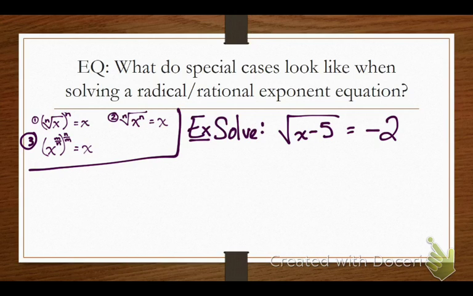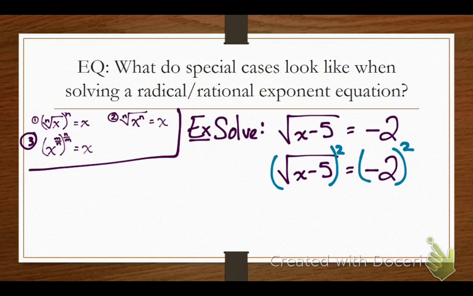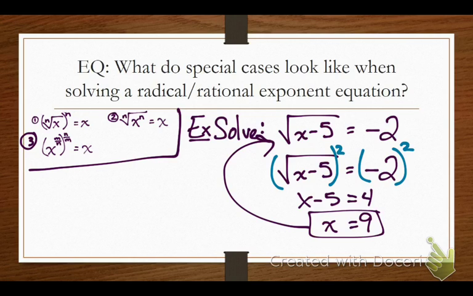Let's say we started over and we had the square root of x minus 5 equaling negative 2. Again, we're going to square both sides, getting us x minus 5 equals 4. Let me stress that if you take negative 2 times negative 2, you get positive 4. Add 5 to both sides, and we get a solution of 9. Here's the bad thing that we didn't talk about yesterday. We never checked our answers.